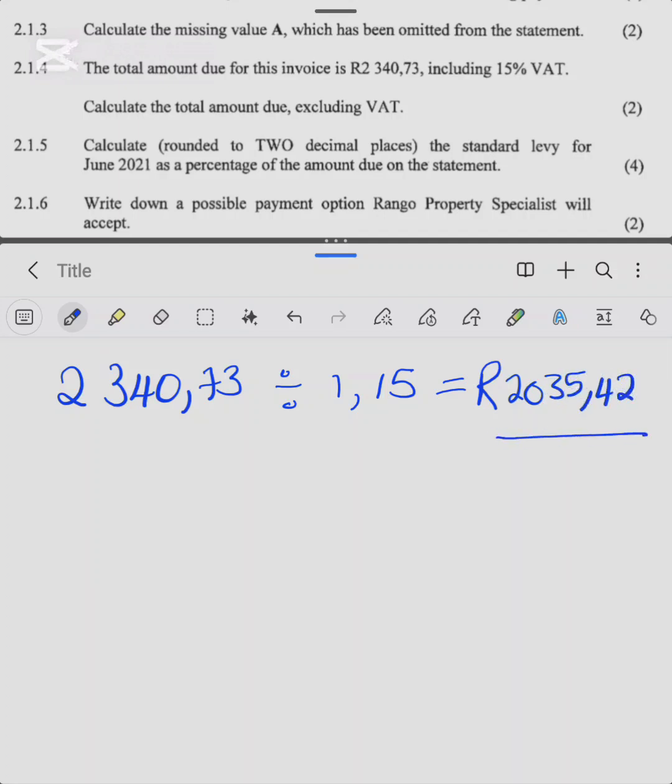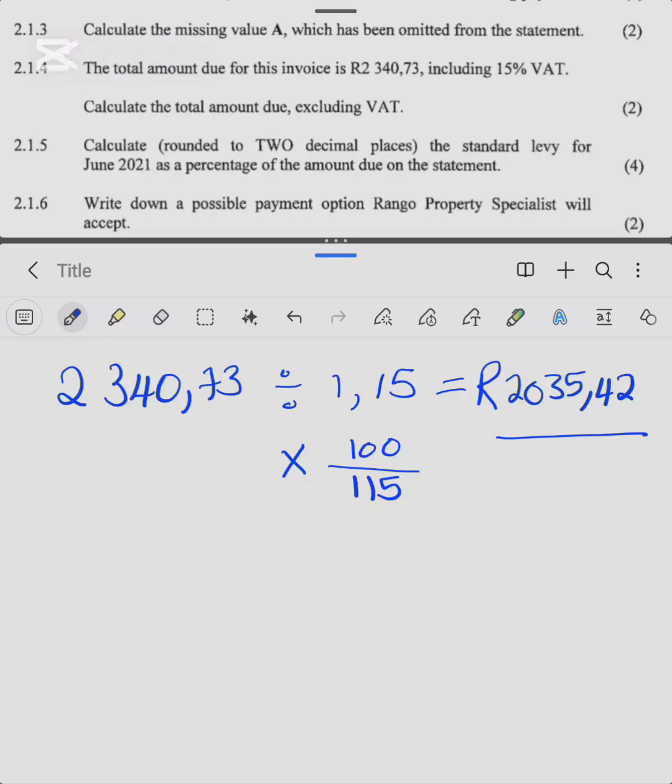Right. There is also the option, instead of dividing by 1,15, some of us prefer to use the multiplying by 100 over 115. So depending on the method that you work with, one of those two options will get you to the right result. Okay.